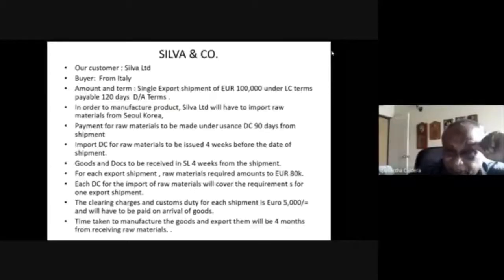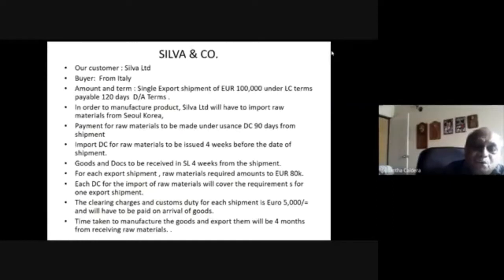The clearing charges and customs duty for each shipment is euro 5,000 each, per shipment, and will have to be paid on arrival of goods. We have to arrange that as well. Time taken to manufacture the goods and export them will be 4 months from receiving raw materials.